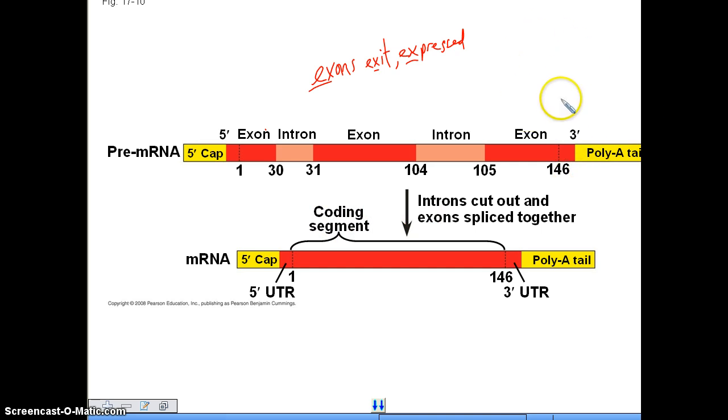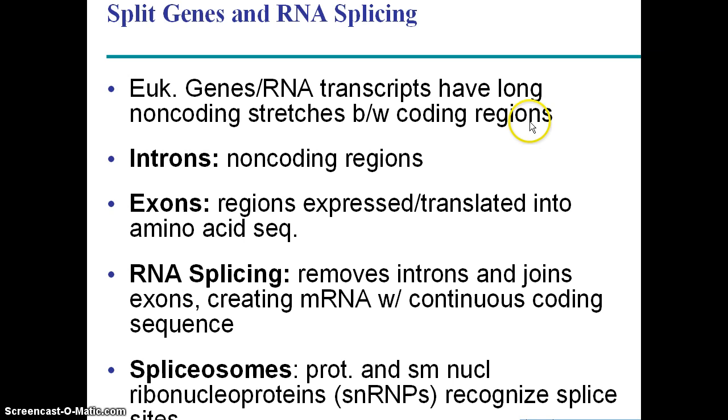So part of our editing of RNA has materials added to either end of the RNA segment, and then in the middle we cut out portions that are not used to make the protein. So this is just a summary of that. Introns, again, non-coding regions, they get cut out. Exons are expressed, they get stitched together.